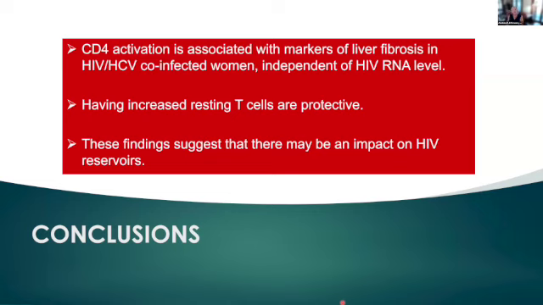But CD4 activation is associated with markers of liver fibrosis in co-infected women, independent of viral load. And having high levels of resting T cells seems to be protective. That would mean there would probably be fewer activated T cells. But the finding that CD4 positive T cells are increased and cause increased activation may impact HIV reservoirs, which is what we're interested in looking at.